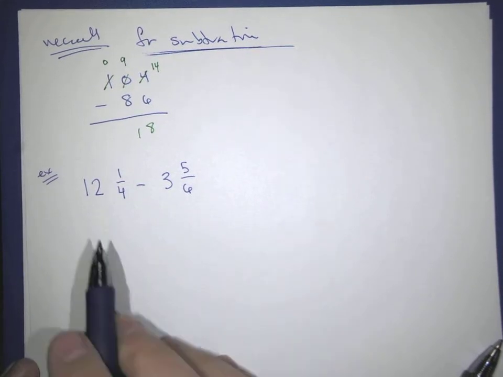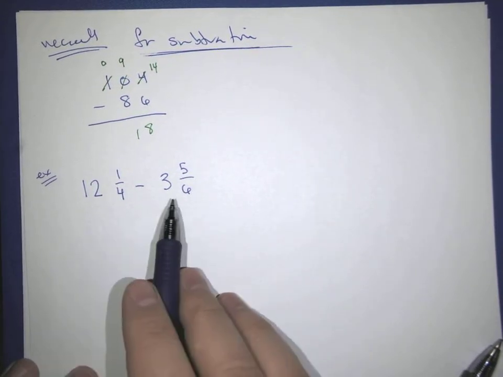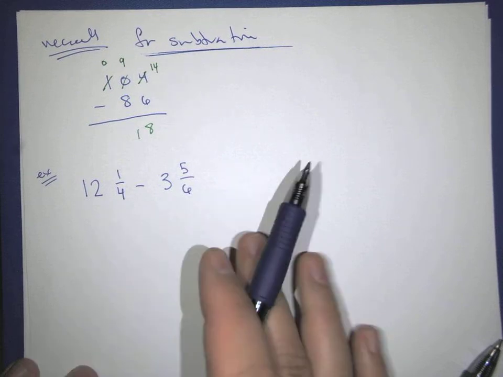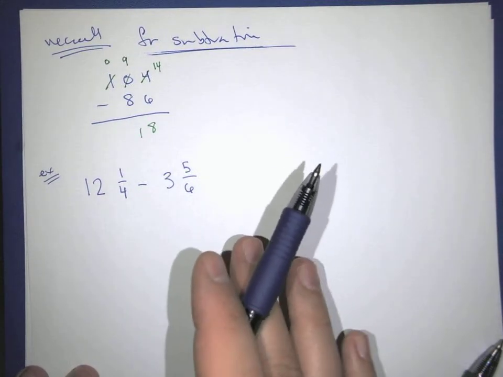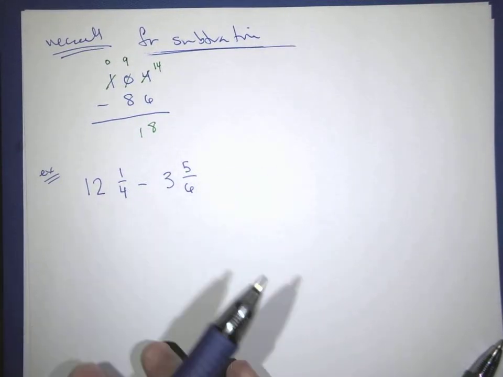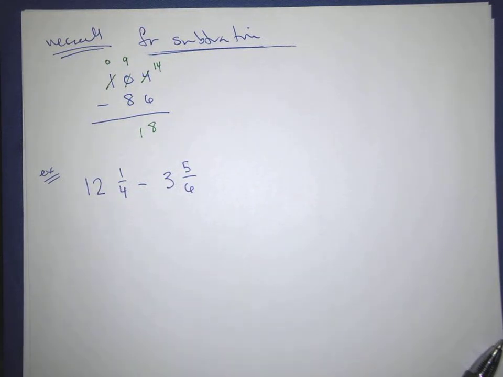In theory, this is a little bigger than 12, and this is a little less than 4. 12 minus 4 would be 8, so I should get something a little bigger than 8. That's where I should end up. But obviously we need to go through the steps here and make this work.